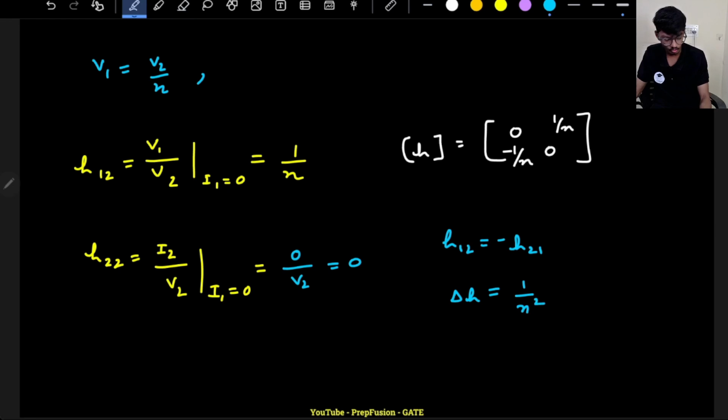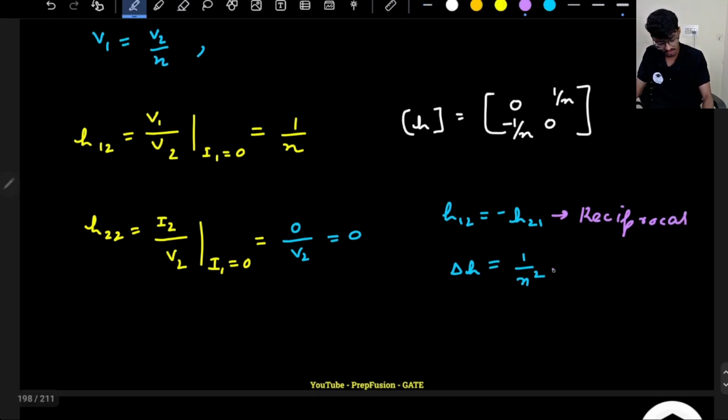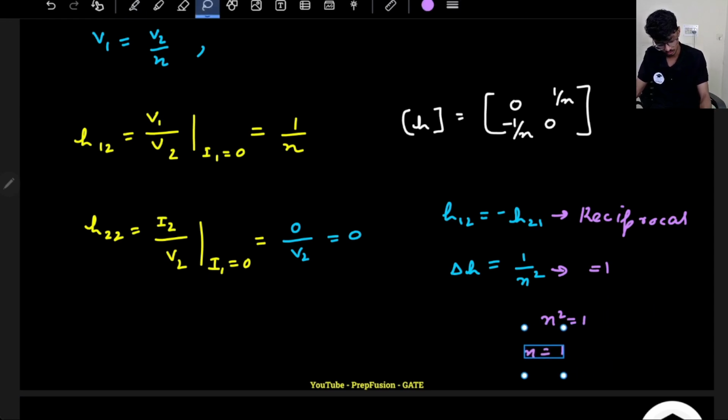Okay, so it is not always symmetrical. The determinant of H has to be equal to 1 for it to be symmetrical. This is the condition for reciprocity. So it is always a reciprocal network. So a transformer is a reciprocal network. But for symmetricity, this has to be equal to 1. How will it be equal to 1? If n square equals 1, that is, n equals positive 1, since n cannot be negative 1. So if n is positive 1, then my network will be symmetrical.